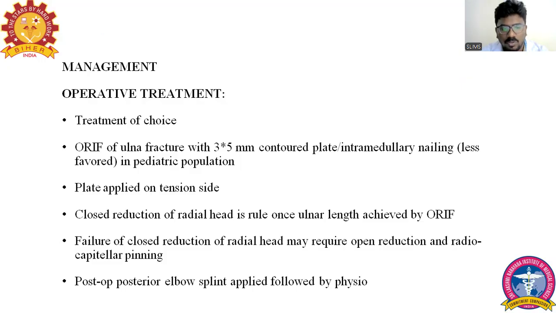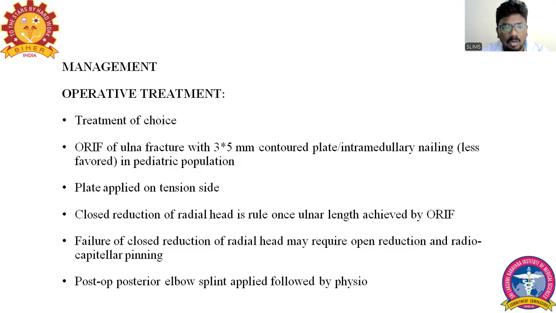And if closed reduction of the radial head fails after reduction of the ulna with plating, there we go for open reduction maneuvers leading to reduction of the radial head. This is a rare phenomenon. Once the length is corrected using the fixation of the ulna, the radius will automatically reduce from its dislocated position into the annular ligament. If it is not reduced, we go for surgical management of the radial head by fixing it.